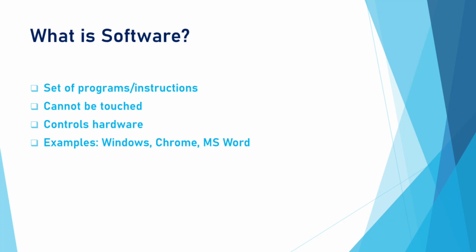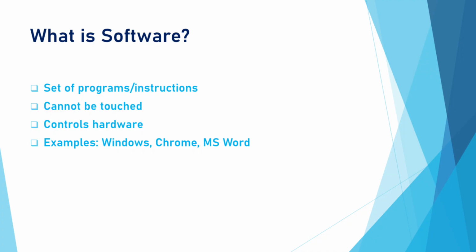Okay, so now let us see what is software. Software is a collection of programs and instructions that tells the hardware what to do. Unlike hardware, software cannot be touched. So what does software mean? Software is a set of instructions or a set of programs that tells the hardware what to do.